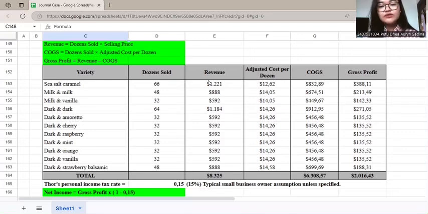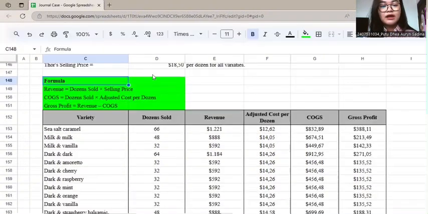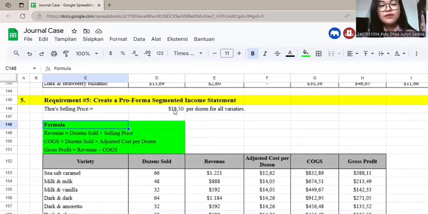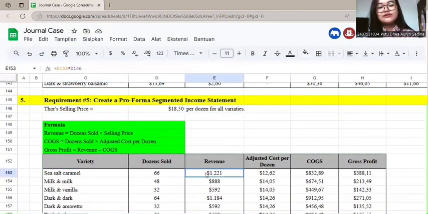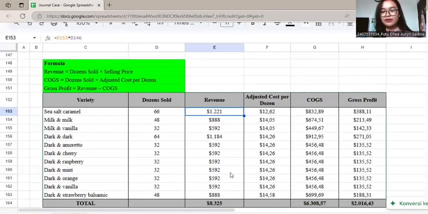For the revenue, we just need to multiply the dozens sold by 18.50. So for example, sea salt caramel, the revenue will be 66 times $18.50. So we got $1,221 for the revenue of sea salt caramel. You guys can do it for each of the varieties. So we got this result.